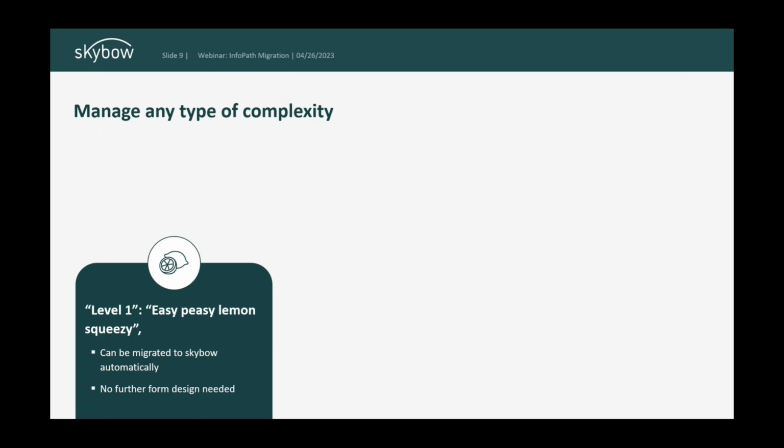The level 1 easy peasy lemon squeezy forms can be migrated automatically to Skybow. This means you will click on the InfoPath forms, you will see it in the list, it will show up as a level 1 easy form, and you can with one click migrate it, and after that you have a fully functioning Skybow form inside of your SharePoint environment.